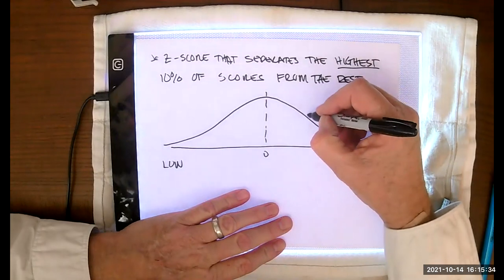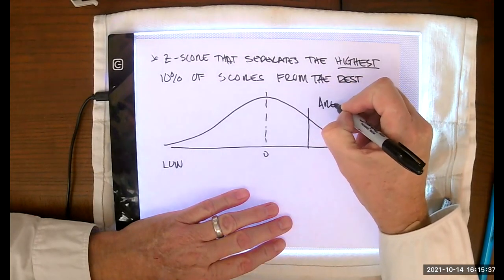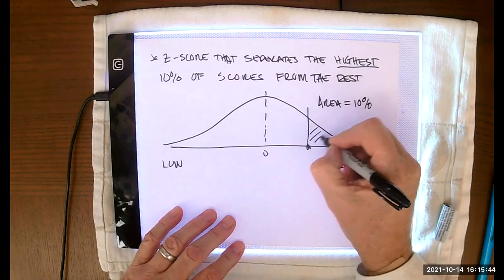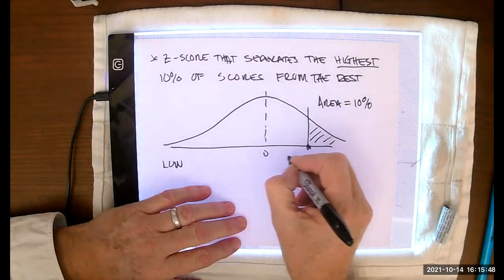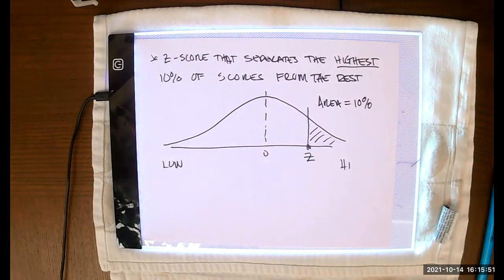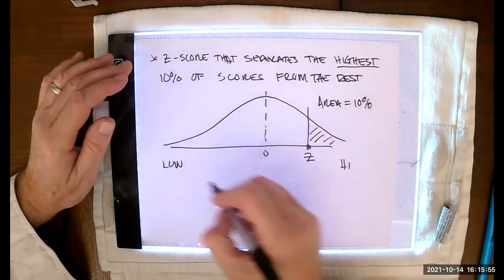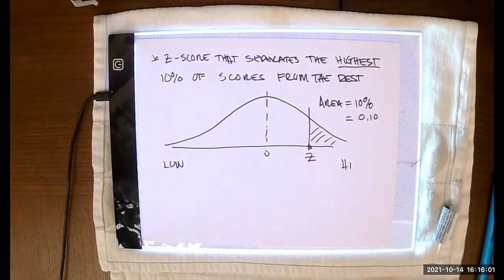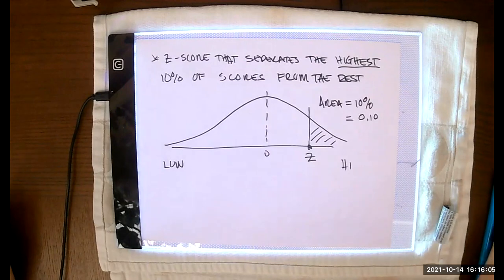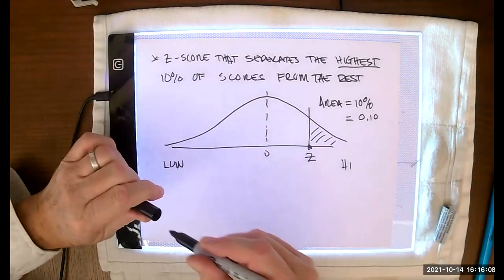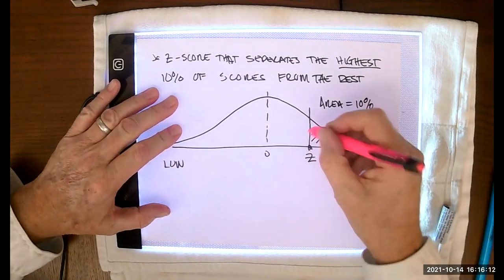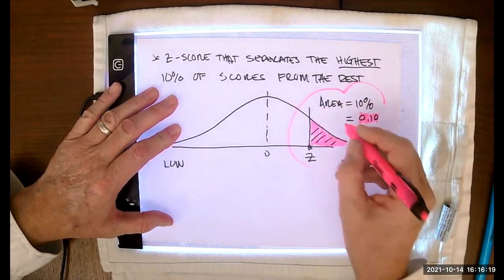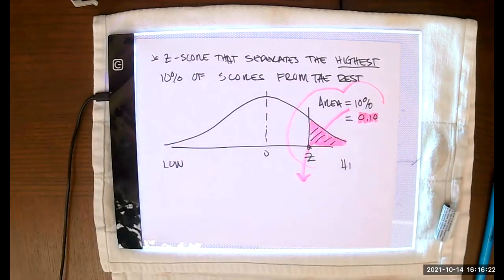So the highest 10% is defined by that little bit of area. So there's my critical value there. Now it's important to remember that since the total area under the graph is equal to one, the area that I'm actually looking for in terms of a decimal value is 0.10. So we're looking for this guy here. I'm given this value here. That is supplied. We've got to make that work to find the z-score.